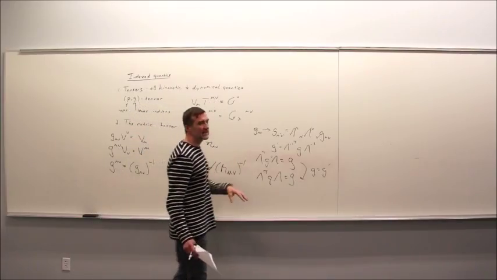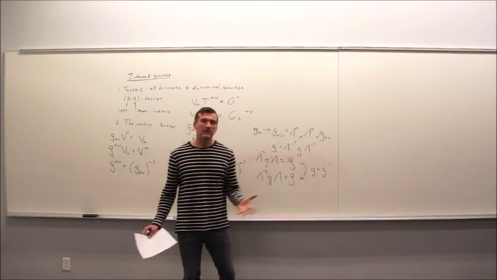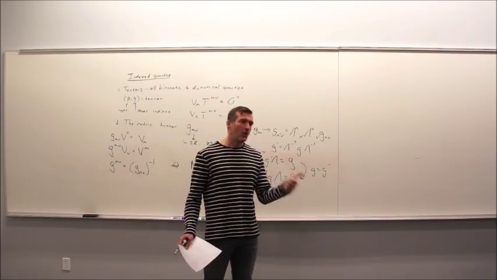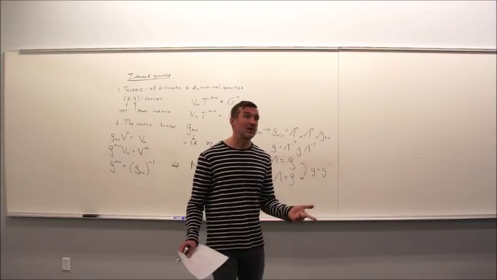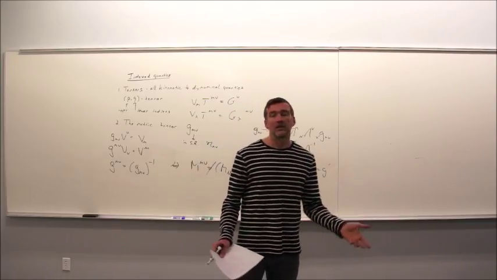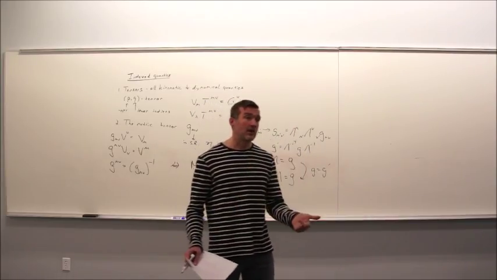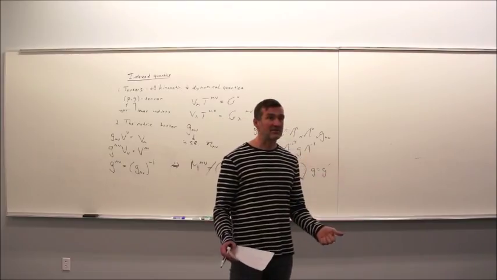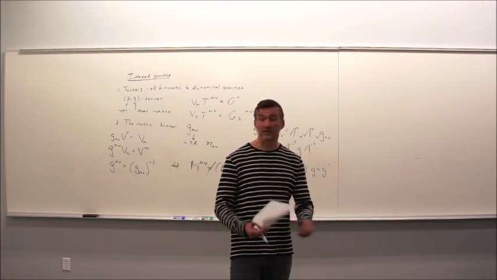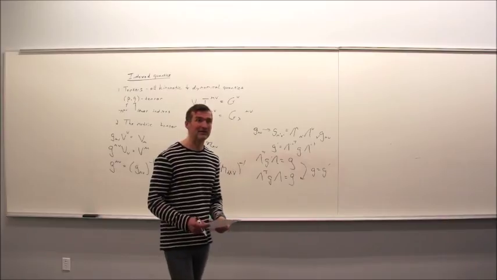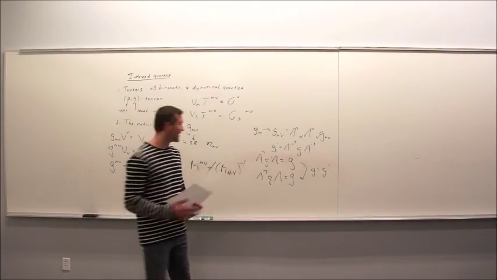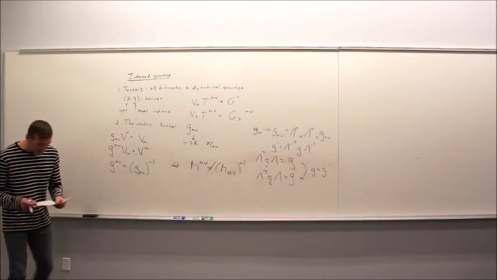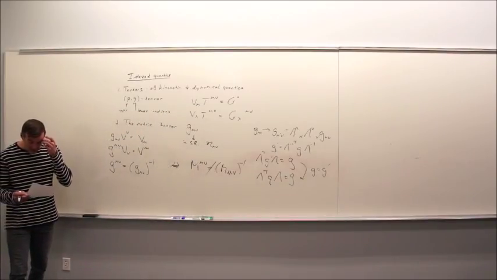In this class, it's not really worth diving into because we're only going to deal with one metric, -1, 1, 1, 1, and the only transformations we're going to think about are isometries. But in general relativity, you think about arbitrary metrics and arbitrary transformations, and then finding the ones that are isometries is actually an interesting exercise, which brings in that really cool name, Killing's equation. All right.